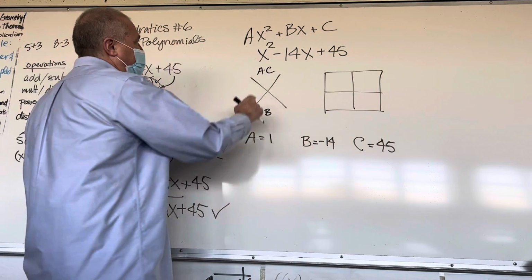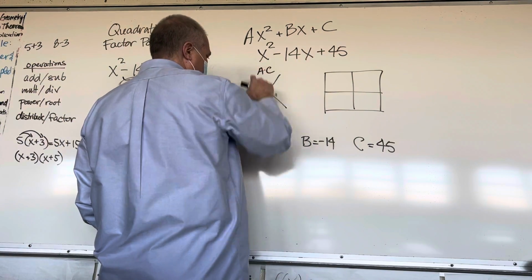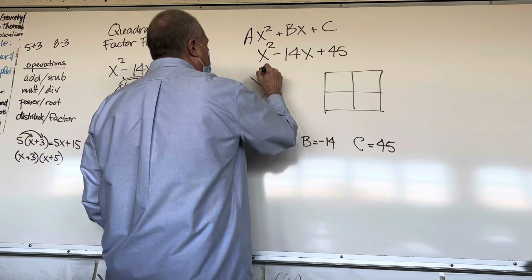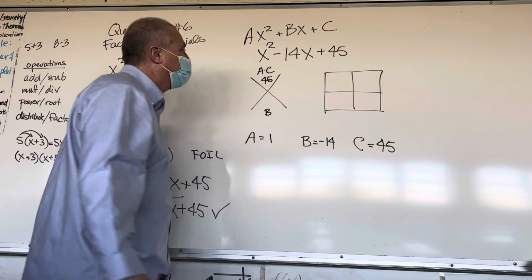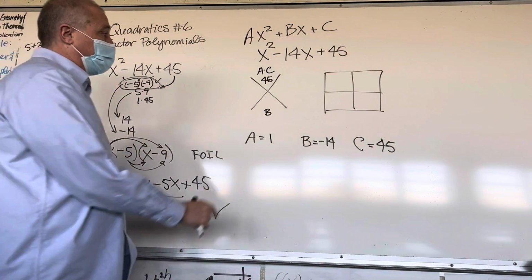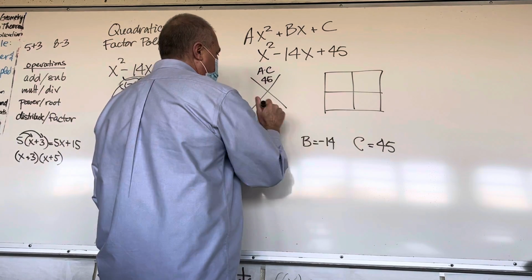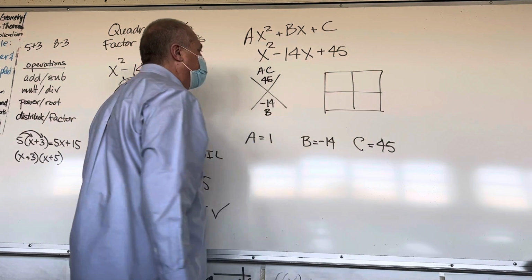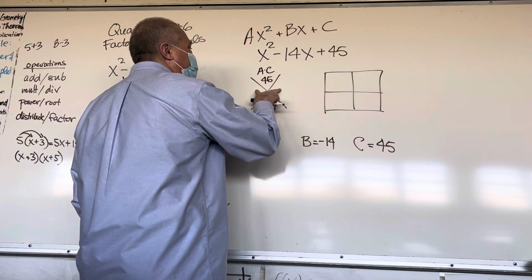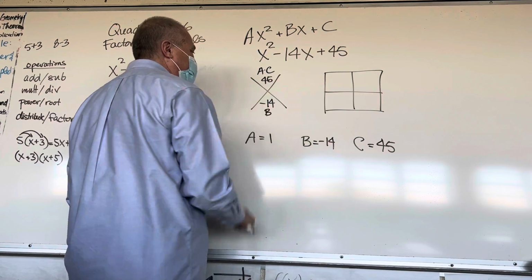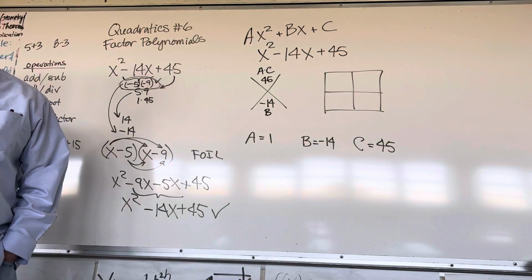What's A times C here? A is 1, we said. C is 45, so we got 45 here. What's B? We already mapped it out. It's negative 14. Now it comes back to what two numbers multiplied together add up to equal that negative 14.